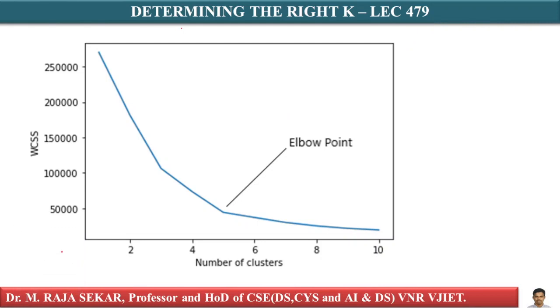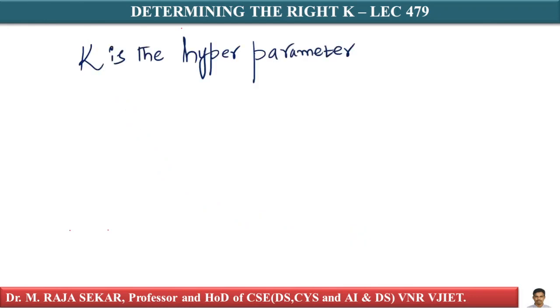In this lecture, we will try to understand determining the right k. In k means, k is the hyperparameter. Now the big question here is, how do you determine the right k?